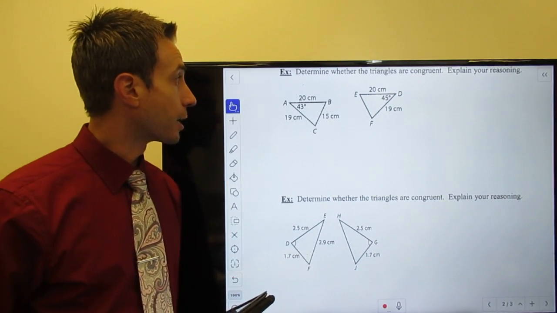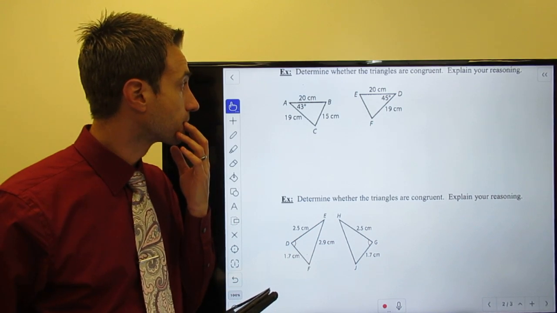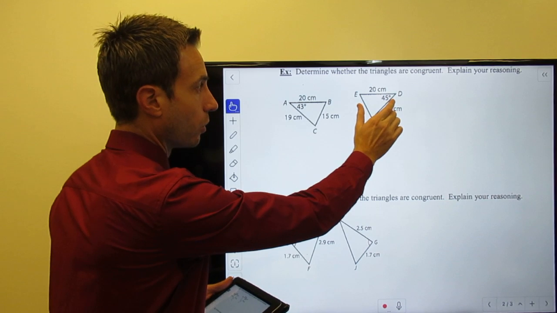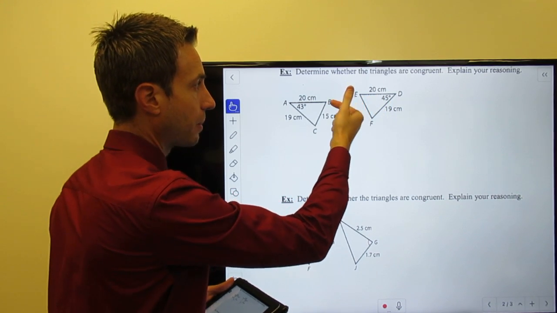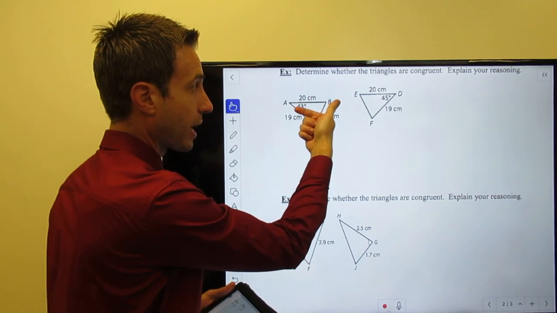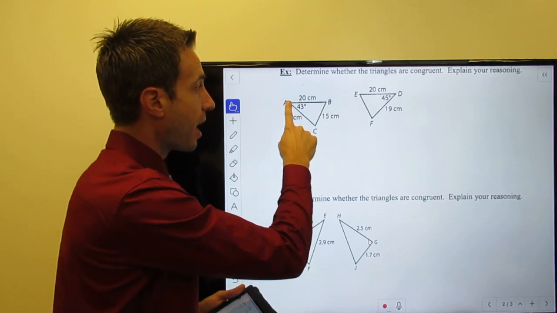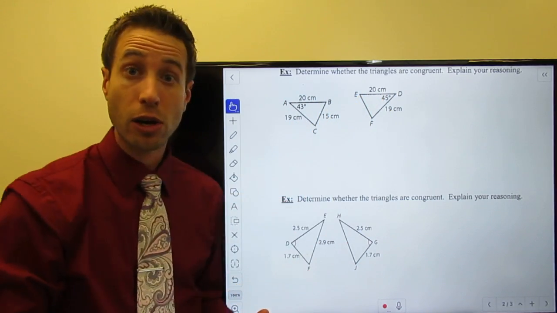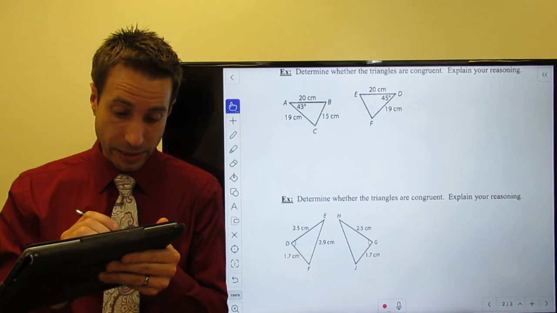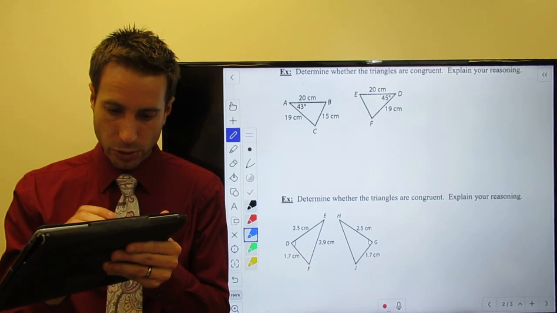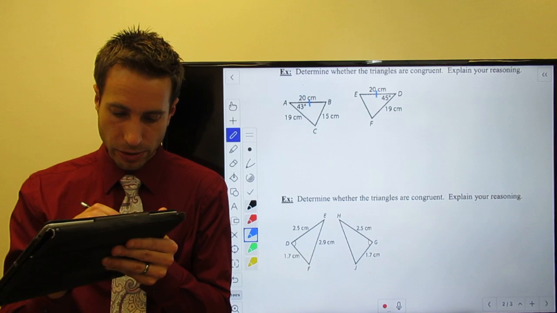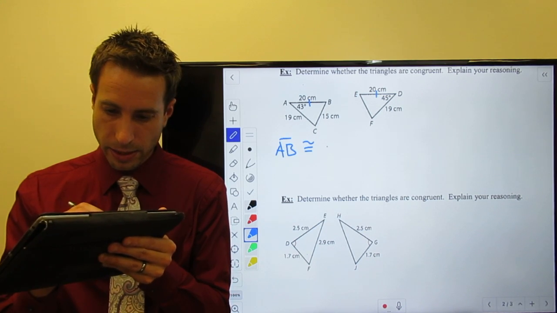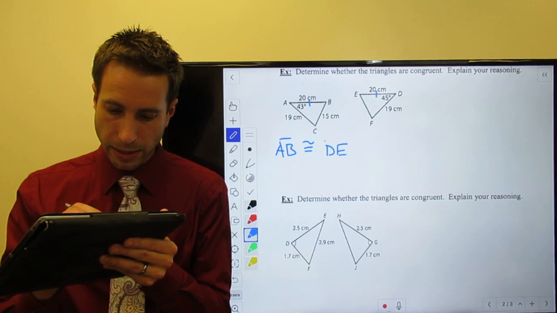Well, let's see what we've got here. I think I see it. If you take this triangle, flip it over and set it down right here, here's what I see. I see that side AB and side DE are corresponding sides. And look, they are congruent. 20 centimeters, 20 centimeters. So side AB is congruent to side DE.